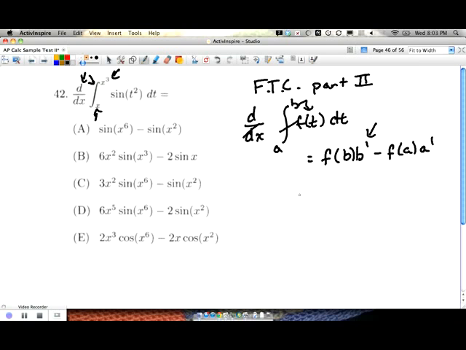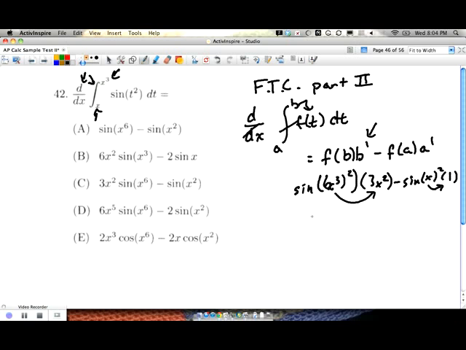So we have b and b prime. So if we have sine of t squared, that's going to be sine of x cubed squared times the derivative of x cubed, which is 3x squared, minus sine of whatever that other one squared, what's the other one, x, times the derivative of x, which is 1.